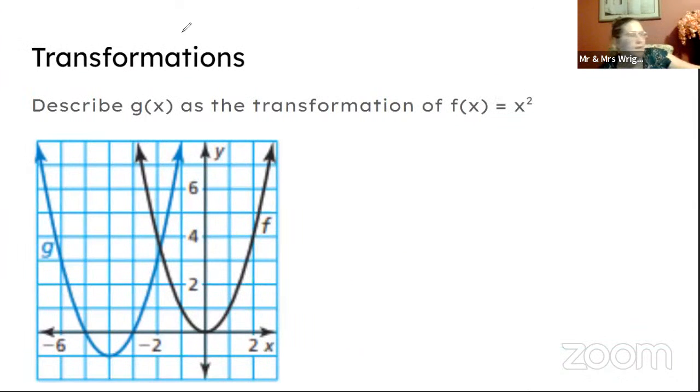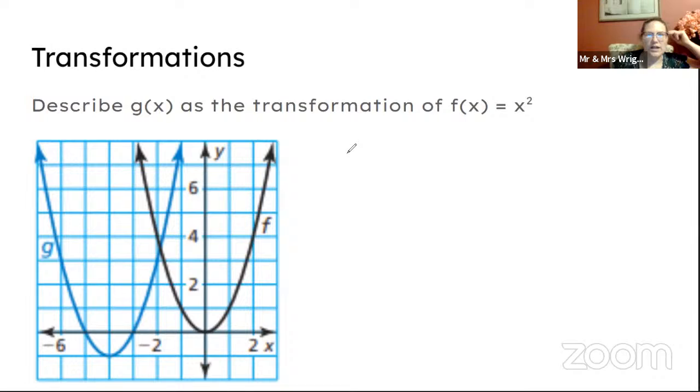Let's describe the transformation here of f of x from f squared. So g of x is the transformed version of the parent graph. The black graph you see here is what we call the parent graph for a quadratic equation. It's simply x squared. So how has x squared been transformed to give us the blue graph that we see here?